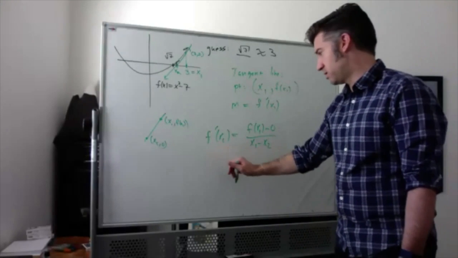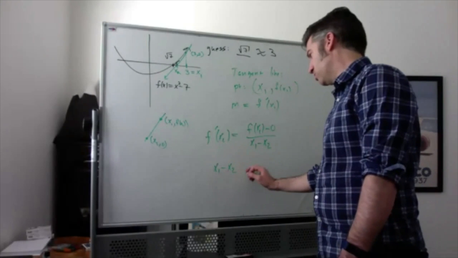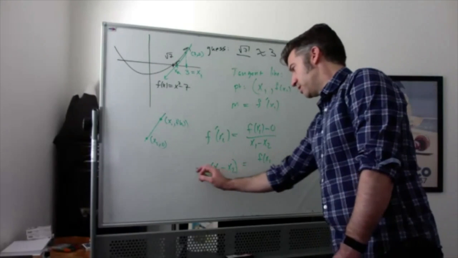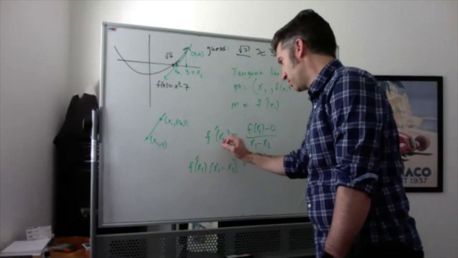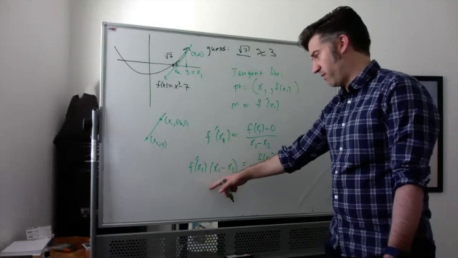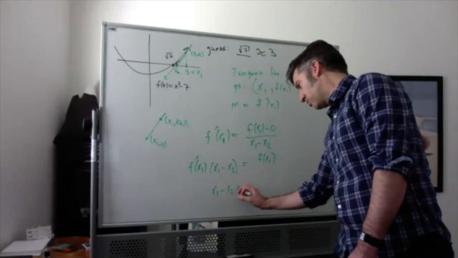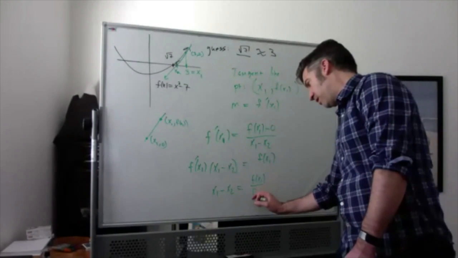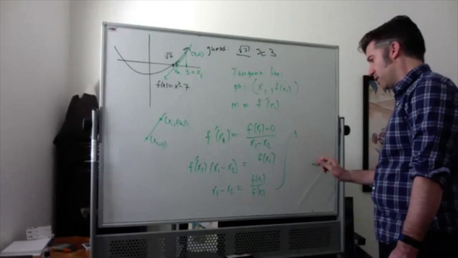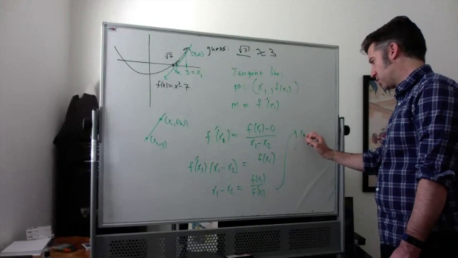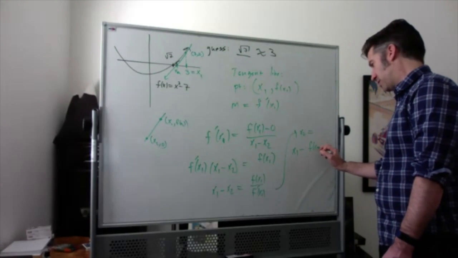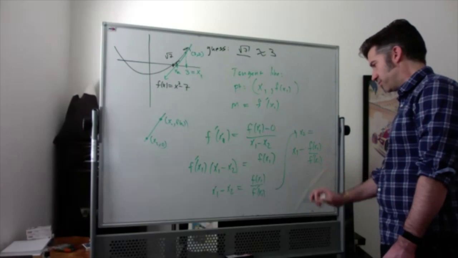So multiply both sides by this. x1 minus x2 times f prime of x1 equals f of x1 minus 0. And then we can divide both sides by f prime of x1. So x1 minus x2 equals f of x1 divided by f prime of x1. And then add x2 and subtract this to get that x2 equals x1 minus f of x1 over f prime of x1.